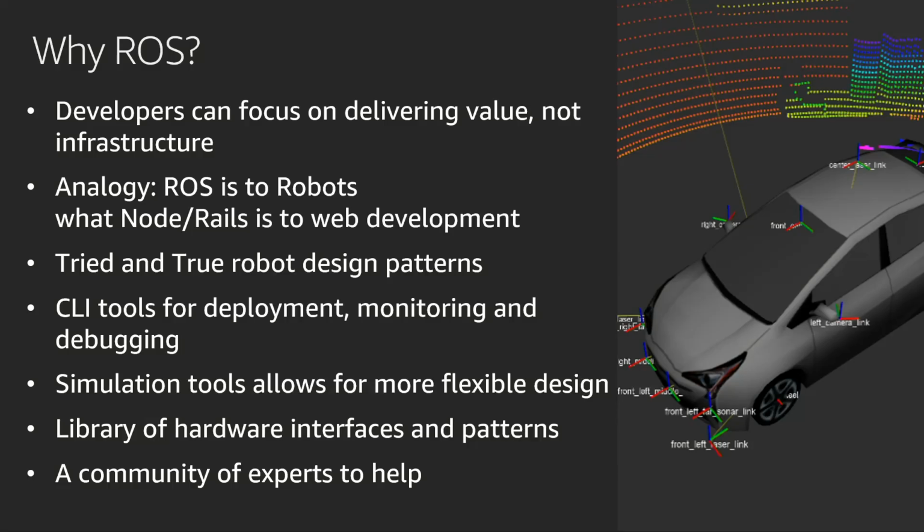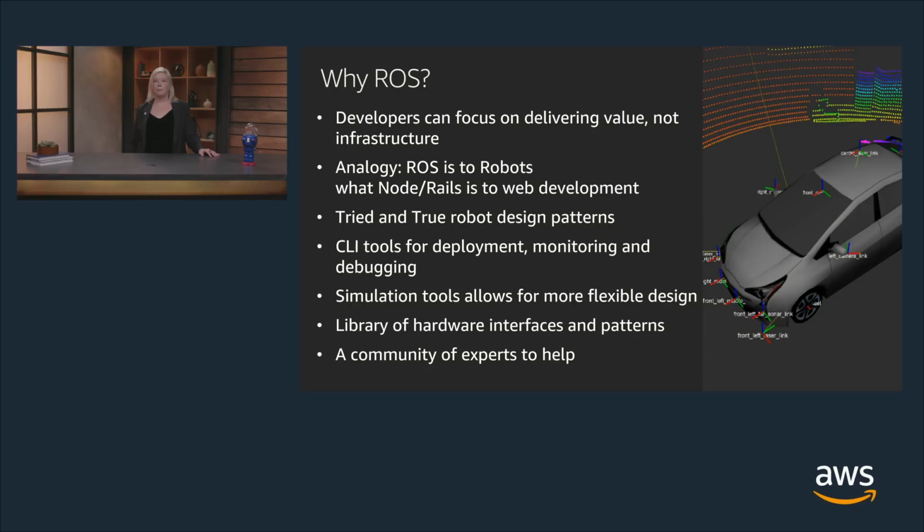So why ROS? I like to say that ROS allows developers to focus on delivering value, not delivering infrastructure. And the analogy I make is that ROS is to robots what Node or Rails might be to web development. Basically, ROS is a set of tried and true robot design patterns and a set of CLI tools for deployment and monitoring and debugging. These allow you to build your robot faster and not worry about basics. ROS also has simulation tools that allow for flexible designs and a library of hardware interfaces and patterns that let you work with the latest and greatest hardware. Finally, and probably most importantly, ROS is a community of experts that are there to help you along the way.